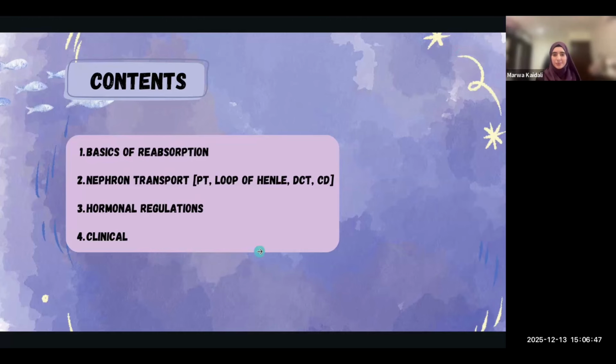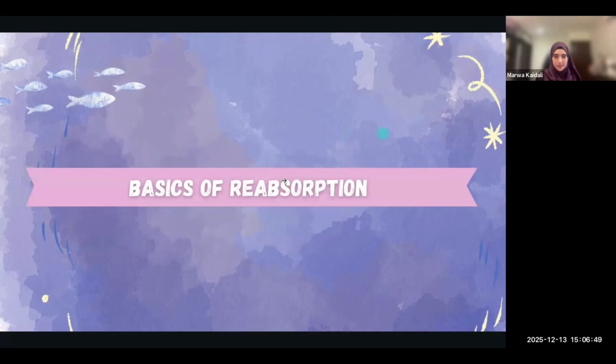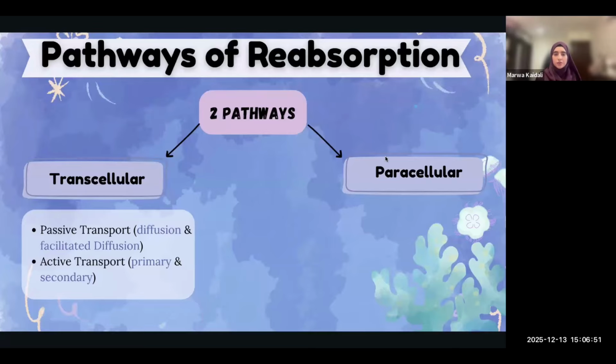Okay, thank you. So first let us start with the basics of reabsorption. There are two main pathways for reabsorption. The first pathway is the transcellular pathway, and the second pathway is the paracellular pathway. When we say paracellular pathway, we're talking about ions going between two cells. But when we talk about the transcellular pathway, it is when an ion is going across a cell.